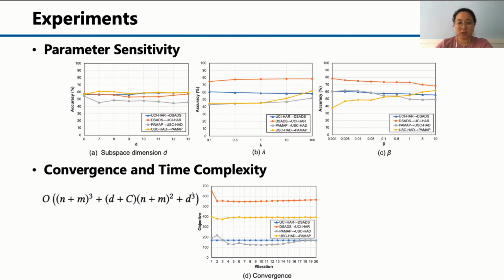Sensitivity analysis shows ASTTL is robust in human activity recognition with respect to a large range of parameter choices. ASTTL reaches a steady performance within fewer than 20 iterations. We also analyzed the time complexity in our paper.